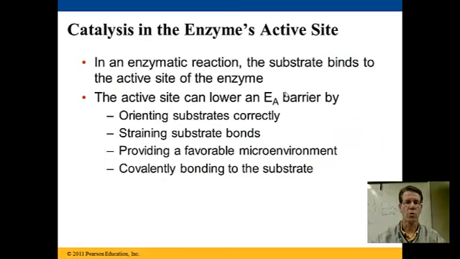And so we're talking about a number of different things that an enzyme can do. We talked about orienting the substances correctly. We talked about straining chemical bonds so that they want to start snapping. We haven't really talked about a favorable microenvironment, but we'll do that next. And then covalently bonding to the substrate, we'll talk about that a little bit as well in the next slide.